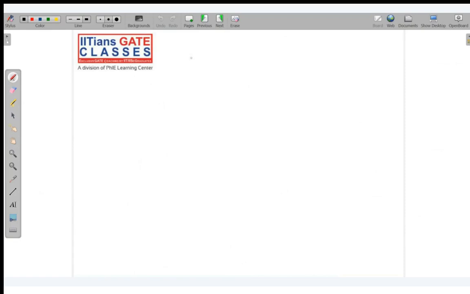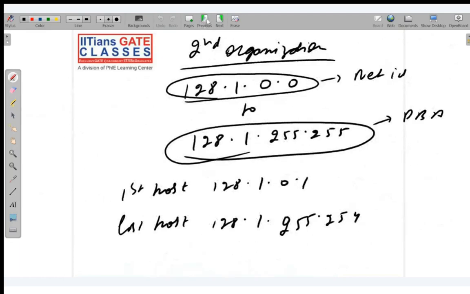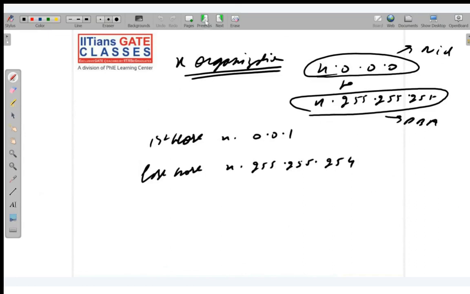For each organization, please see the language which I have told you. It was by the way for class A. For class A, 2 power 24 IP addresses. And each organization, see this, I have written, each organization will have 2 power 24 minus 2 host.